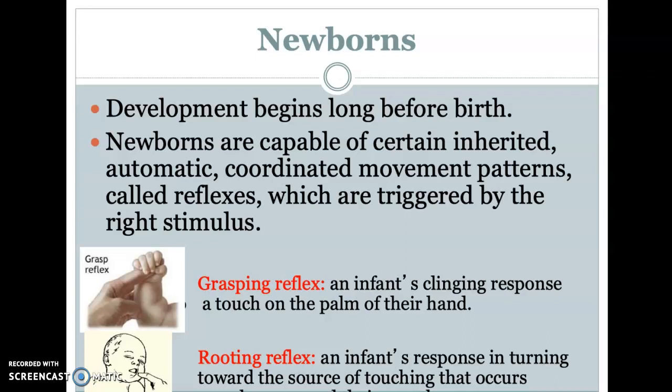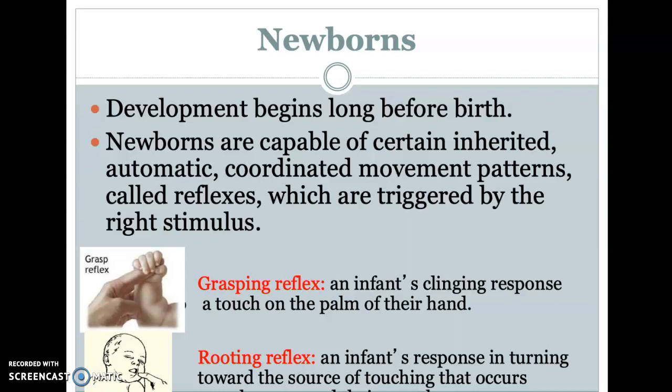Okay, a rooting reflex. So I realize this is cut off of your screen here at the bottom, but I'll read it to you. It says, an infant's response in turning toward the source of touching that occurs anywhere around their mouth. So if you've ever been around a baby and you just gently graze their cheek to the side, the baby will turn their head towards you and then open their mouth. This is what we call rooting.